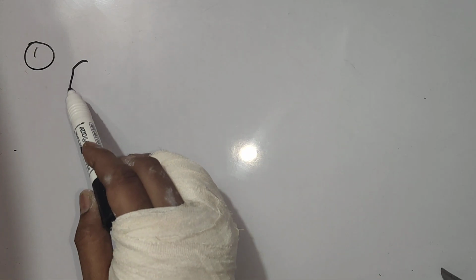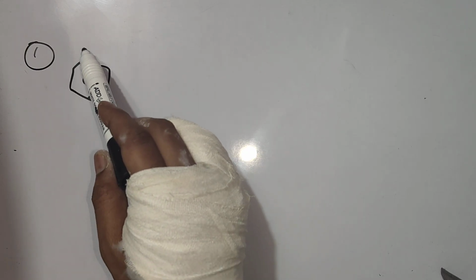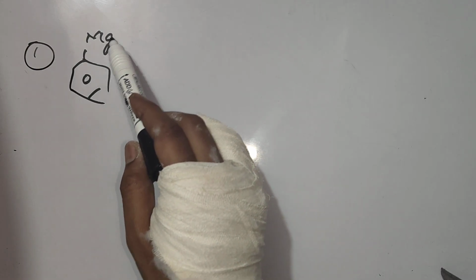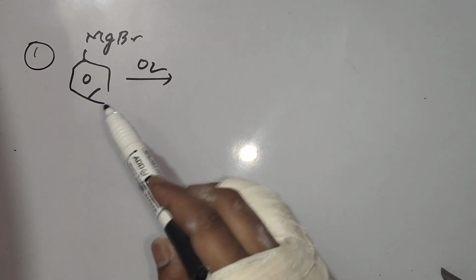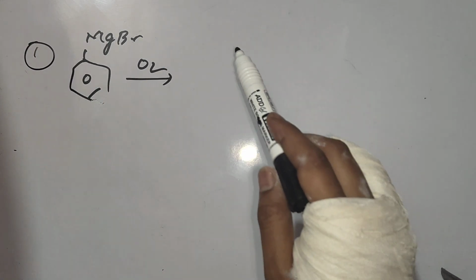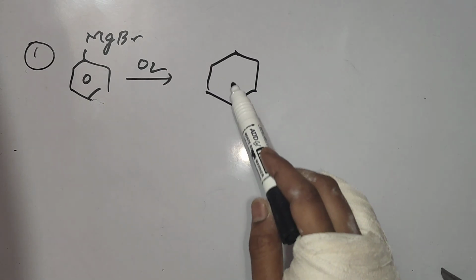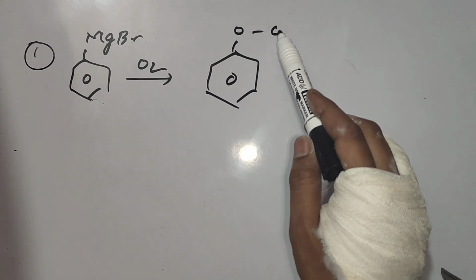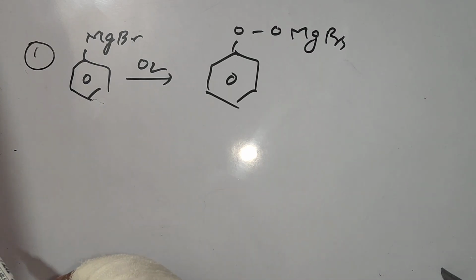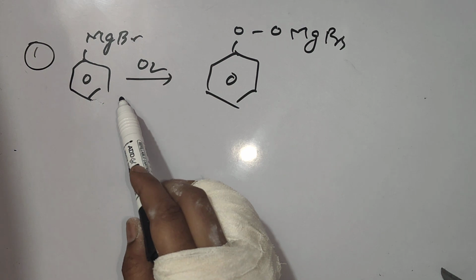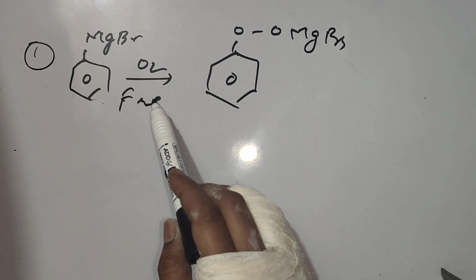To understand the mechanism, we have to open every step. Let's start with the very first step, where phenyl magnesium bromide is reacting with oxygen, which we also call aerial oxidation, to produce this intermediate, phenyl peroxy magnesium bromide. The reaction is happening with a free radical mechanism.